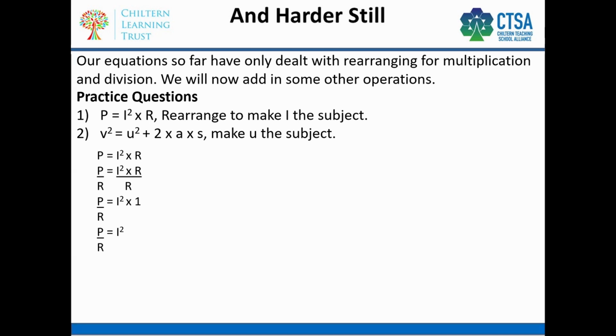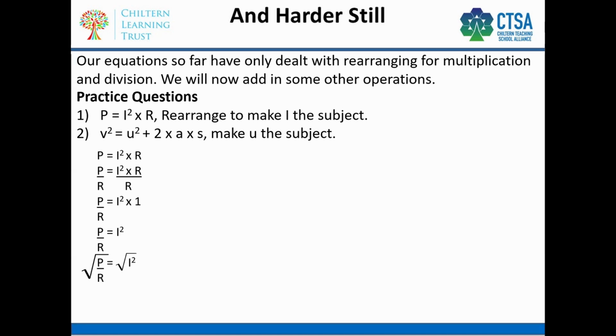Then our next step is to think about how we get the I on its own. So I squared, we want to get rid of the squared from around the I. The only way to get rid of a square of something is to square root it. And if we square root the I squared, we also have to square root the P divided by r.